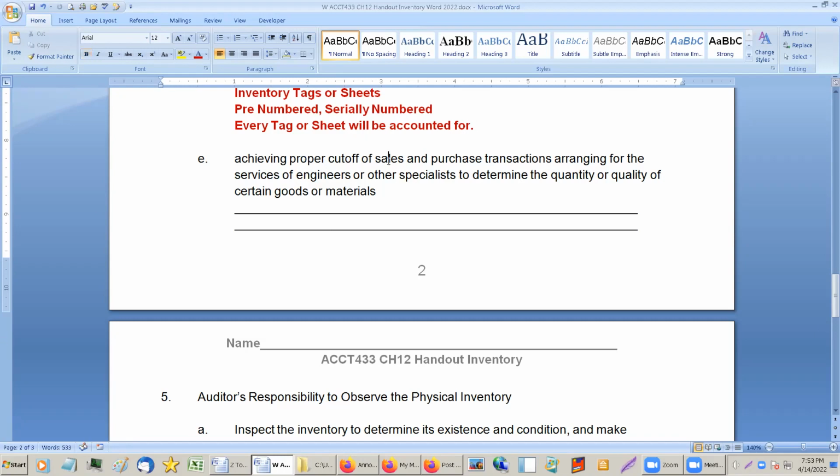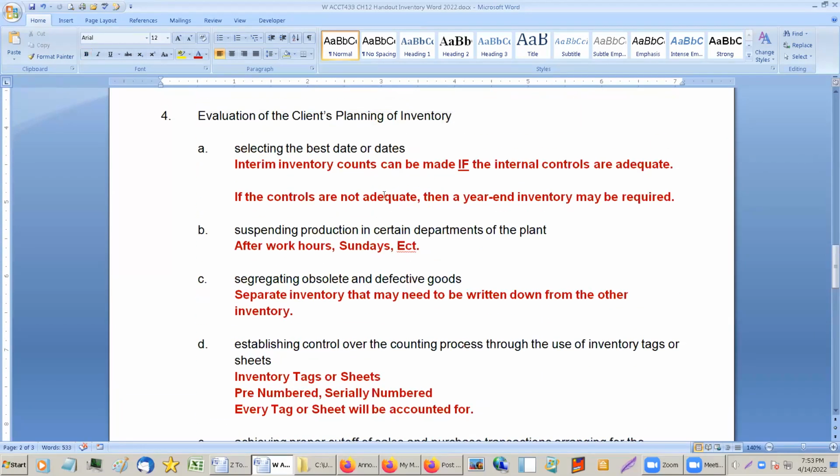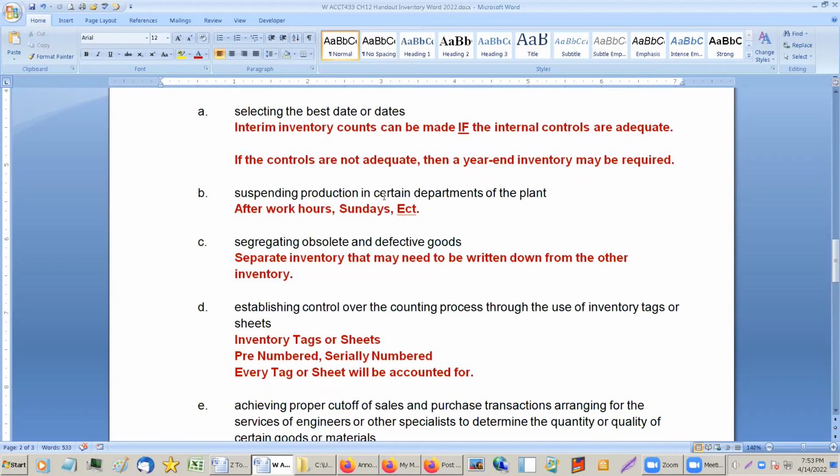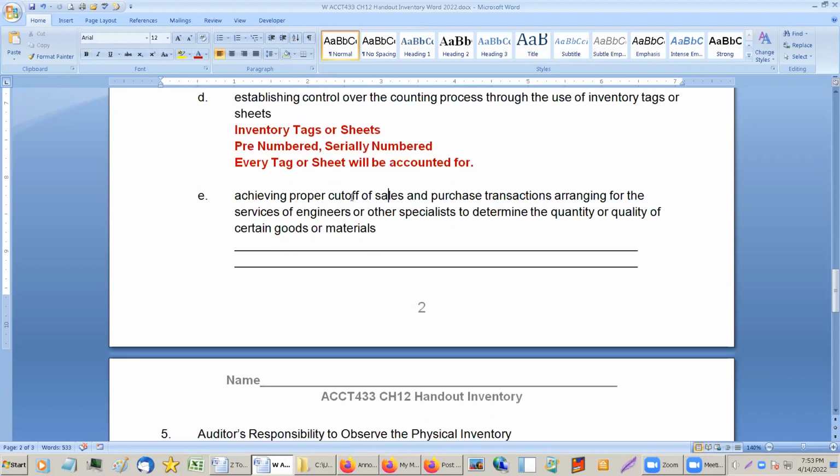Achieve proper cutoff of sales and purchase transactions. Is that one already up here? Okay. So cutoff of sales and purchase transactions, those are cut off by the receiving reports.